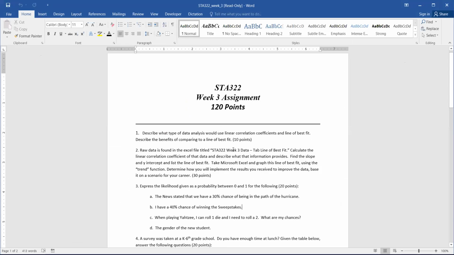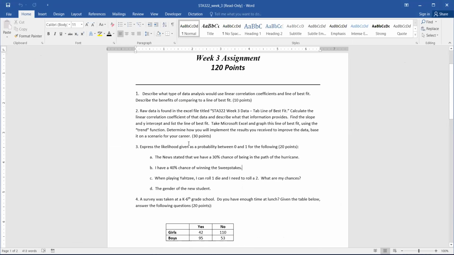Let's go back to the assignment, because here we're going to line of best fit. So we calculate the linear correlation coefficient and describe what that information provides. It tells us merely that these things follow the same pattern. Generally speaking, they're on the rise. So generally speaking, the higher the x value, the higher the y value, with some major exceptions.